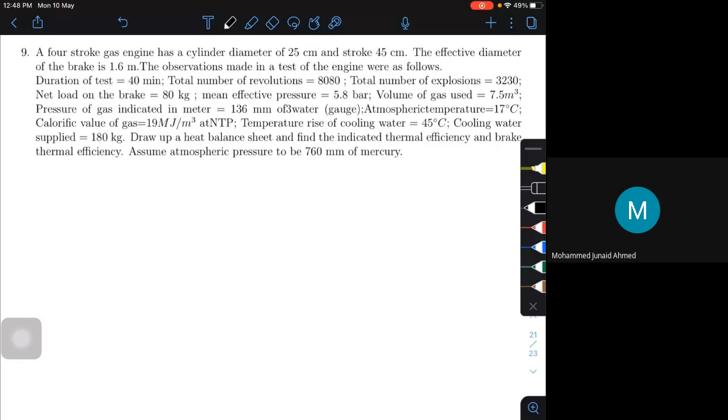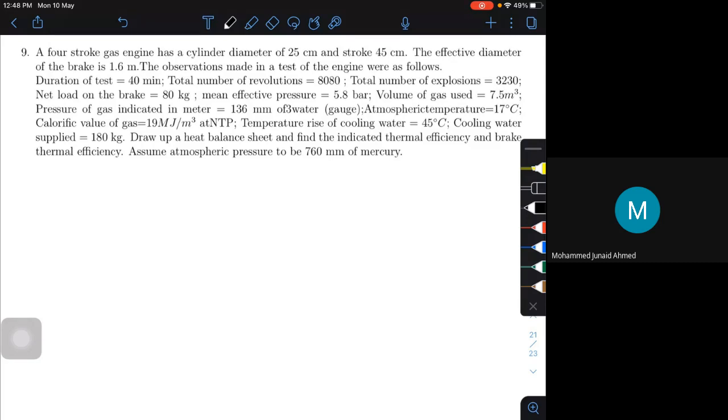Then they have given the number of explosions. In a 4-stroke it is actually N by 2, but here they are trying to measure it. So it is 3230 divided by 40, around 80. It is not exactly 100, it is 80. They are measuring it experimentally, so you have to be very careful when you're solving this problem.